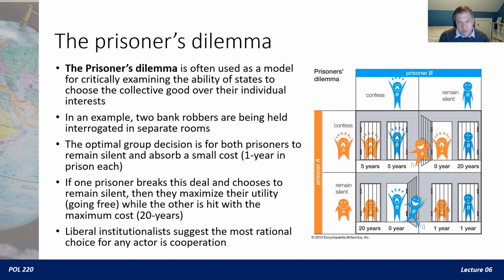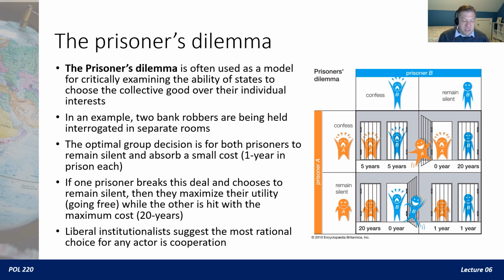Two bank robbers have been caught. They're in two separate interrogation rooms that the police have them in. There's a 2x2 matrix that you see on the right that explains the possible scenarios. Now, the most optimal scenario that a liberal institutionalist would hope countries, or in this case the prisoners, would engage in is that both remain silent. If both remain silent, if they don't confess to the crime, each incurs a small cost. So in this example, 1 year in prison for each. That's reflected on the bottom right of this matrix. Now, if both confess, they both end up with 5 years. So again, less ideal, but not the worst scenario.